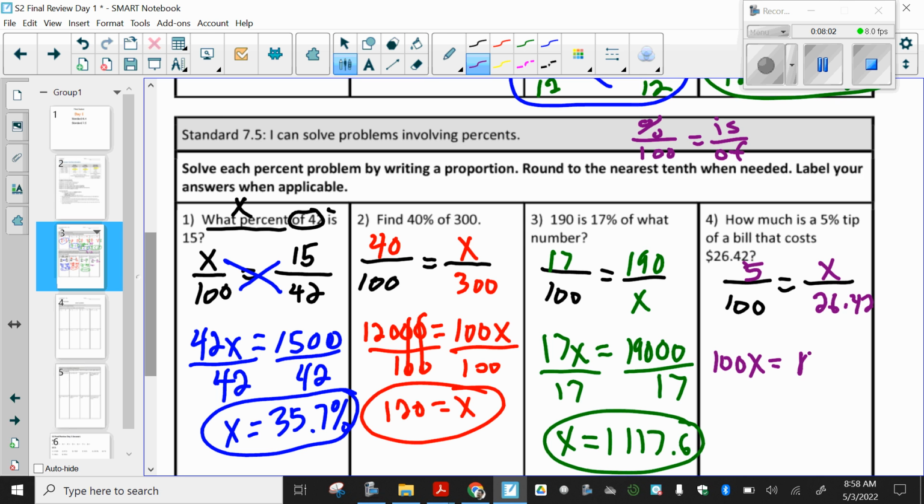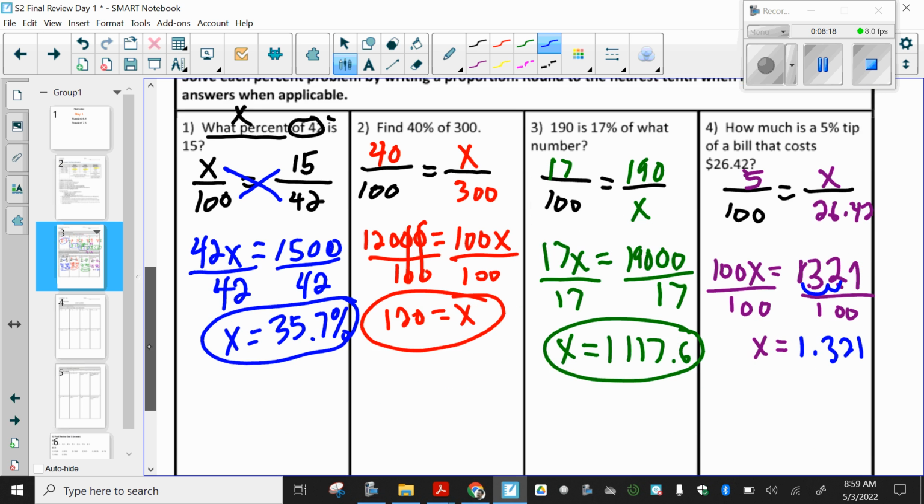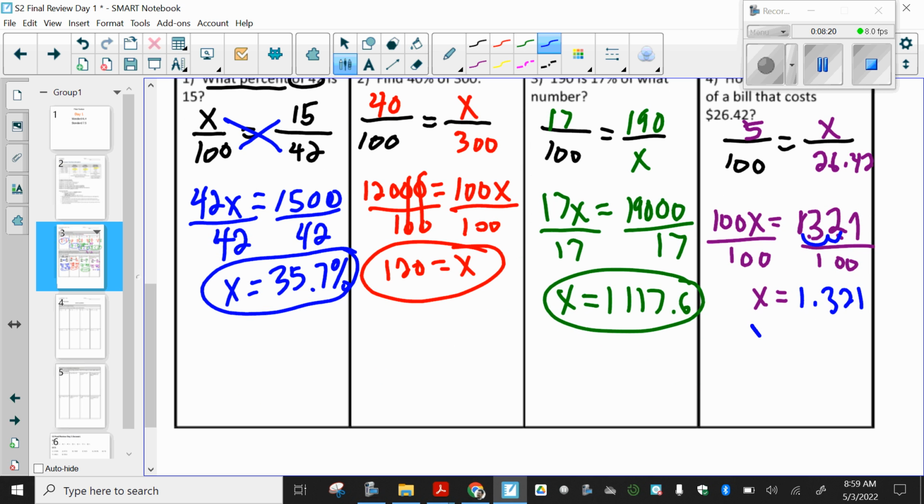Gets me 132.1. And I'm going to divide both sides by 100. And remember, we can move our decimal point 2 spots left and get 1.321. I want to make this look like money, so I'm going to call that x equals $1.32. It's your 5% tip. Right, dollar sign. There we go. $1.32 would be your 5% tip on that bill, but don't tip 5%. That doesn't work.